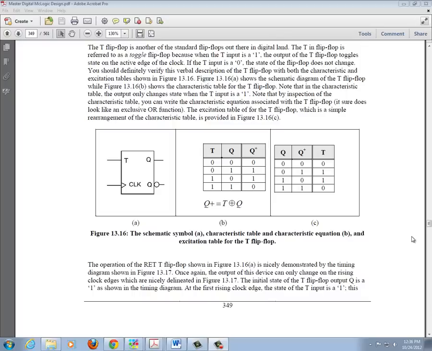So right here what I have on the screen is the block diagram, the present state next state table, and the excitation table for the T flip-flop. So here's our T flip-flop. Like the D flip-flop, it has an input, T. The D flip-flop has the input D. It has the clock because it's edge sensitive, and it has the outputs Q and Q naught.